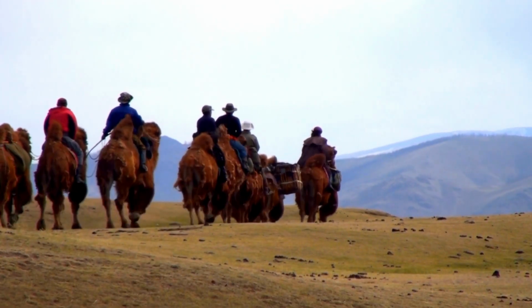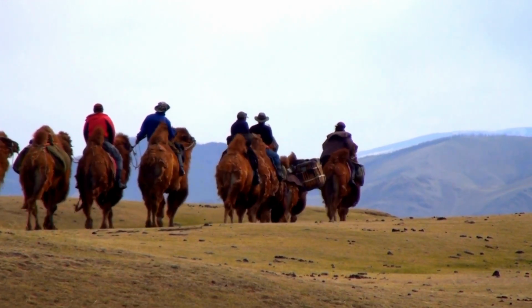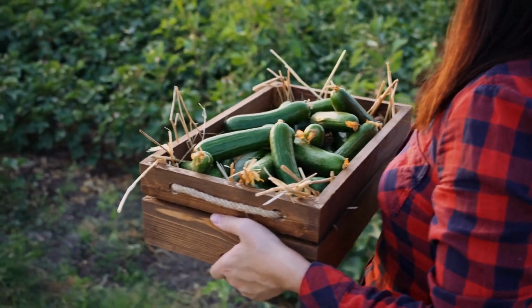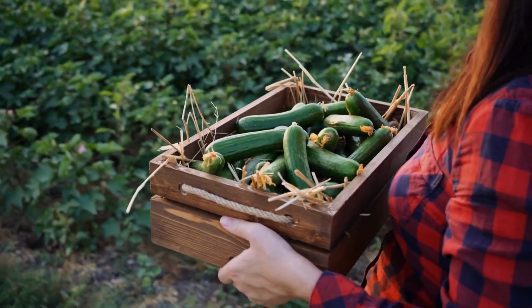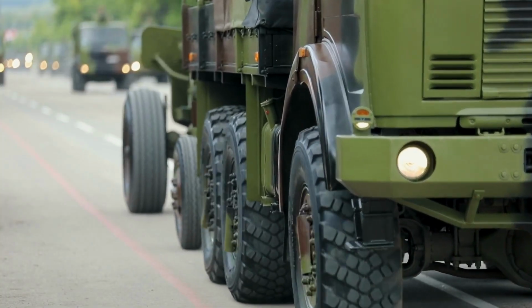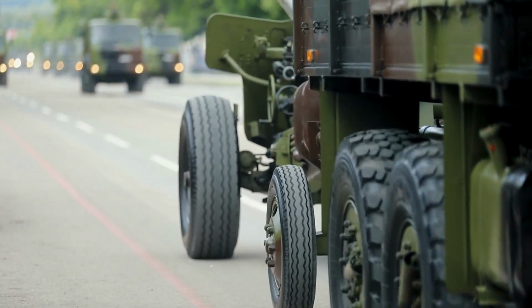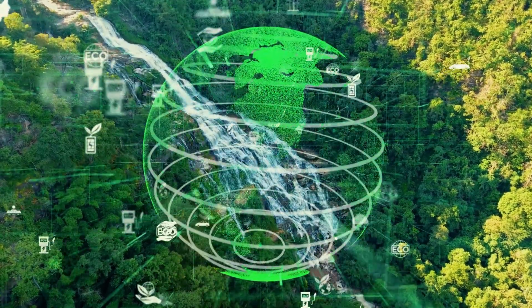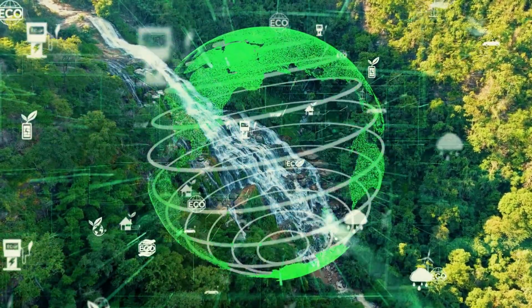Displacement and conflict. Climate change can lead to the displacement of people due to sea level rise, extreme weather events, and other factors. This can result in increased competition for resources, social tensions, and even conflict. With these wide-ranging impacts, it's clear that addressing climate change is not only an environmental issue but also a humanitarian one.